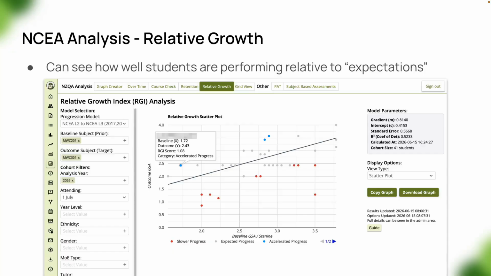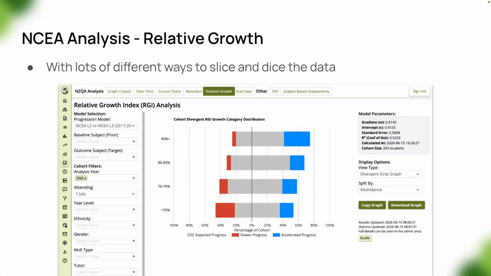This kid here, they're doing about the same as this kid. But for this kid, given how they've done previously, they're doing amazingly well. And so it's about celebrating that success and also highlighting any interesting bits. You can slice and dice that in lots of different ways. This is looking at that data sliced by attendance. Strangely enough, more kids are seeing higher levels of accelerated progress.